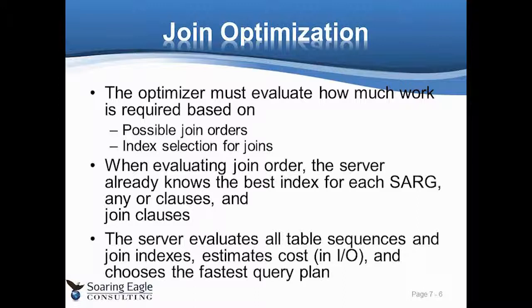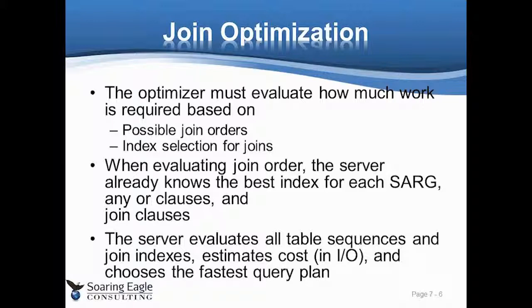When evaluating the join order, the server already knows the best index for each search argument, any OR clauses, and join clauses. What does that mean? The server, when it goes through optimization, goes through a number of steps. One of those steps is identifying what the valid search arguments are. And again, for those of you who were able to attend the previous webinar, that's something that we talked about. The best index for any of the OR clauses and the best index for the join clauses. And at that point, we start evaluating the join orders.